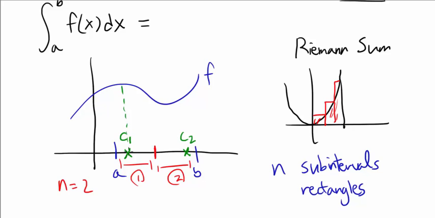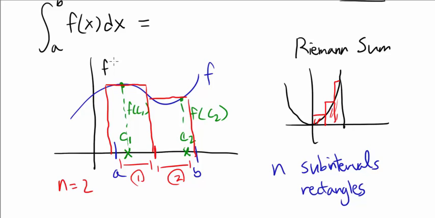What we are going to do is go up to the function, and where it hits the function, the height is f of c sub 1, and for this one, the height is f of c sub 2. We are going to draw a rectangle with the width of the interval and the height of f of c sub 1 and f of c sub 2. So that's going to be the first rectangle, and that's going to be the second rectangle. So what are the areas of the rectangles? The first one is f of c sub 1, which is the height, times, let's call it delta x.